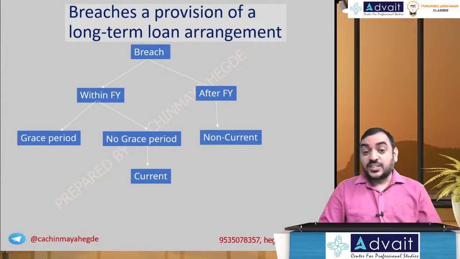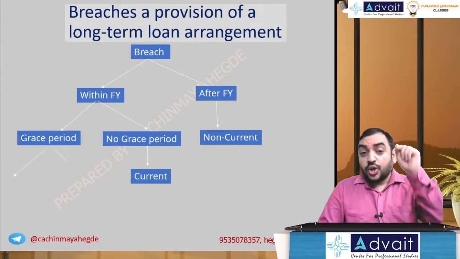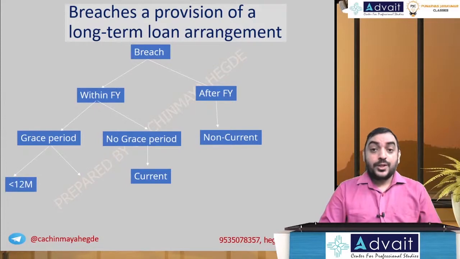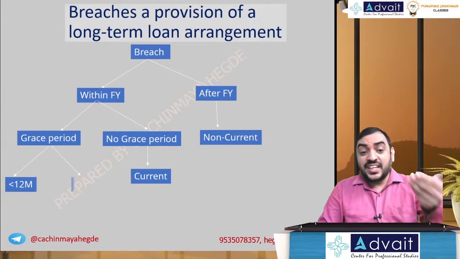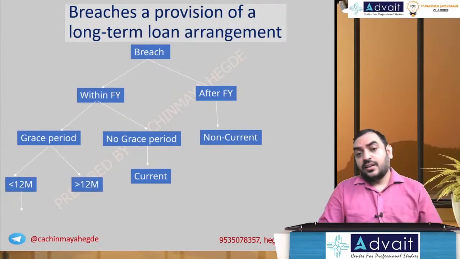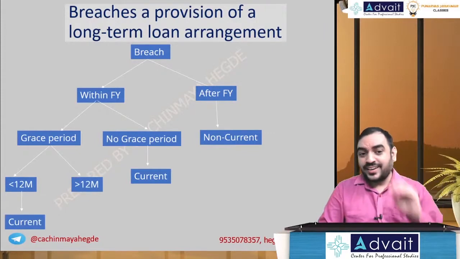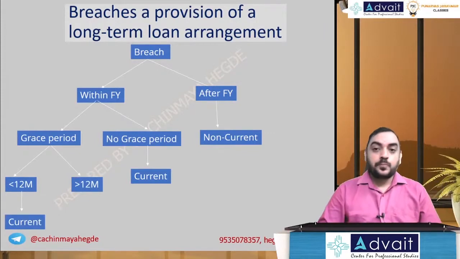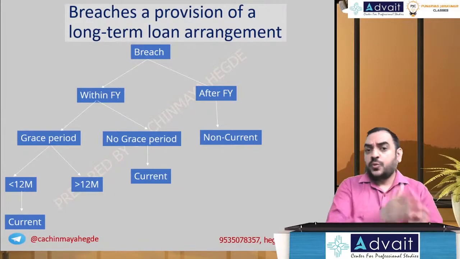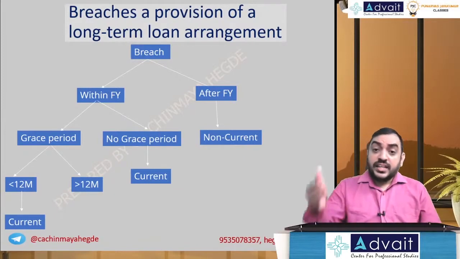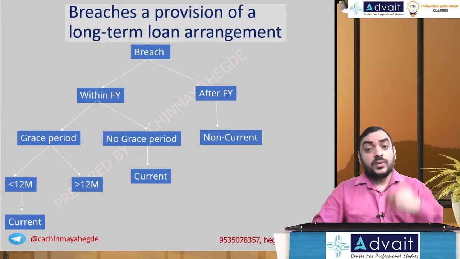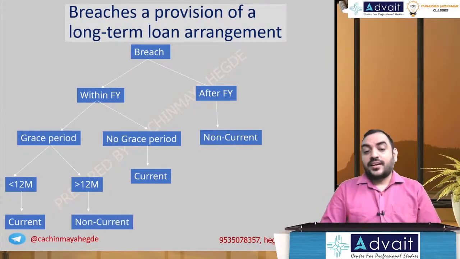If there is a grace period, then check what the grace period is. If the grace period is less than 12 months, then you should take it as current, because less than 12 months will be taken as current. If the grace period is more than 12 months, then you take it as non-current. So this is the summary relating to the breach of long-term loan.